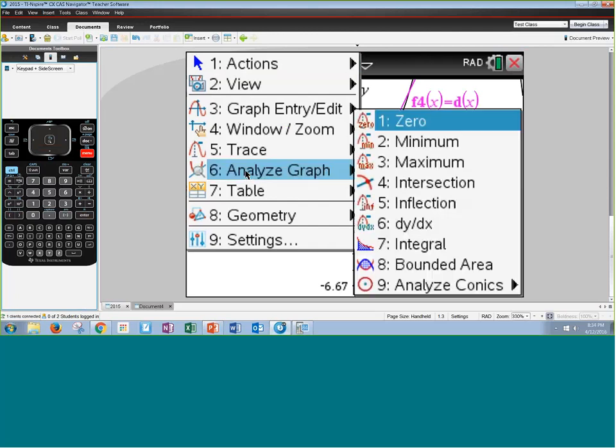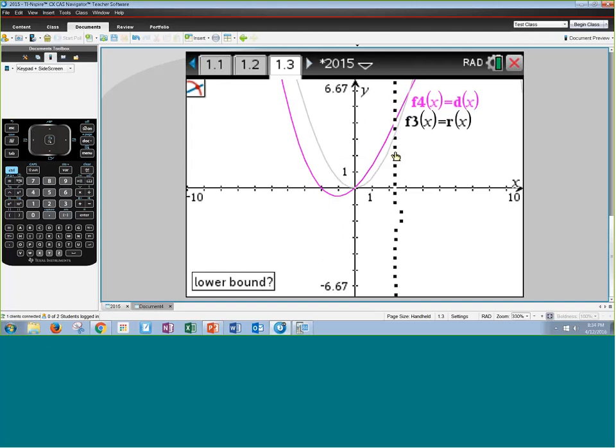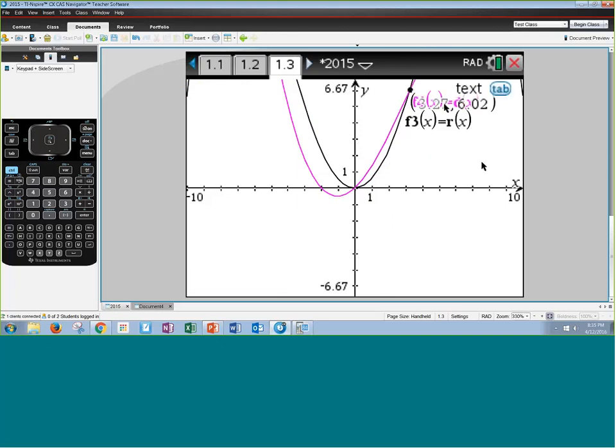analyze graphs and intersection, and it asks for a lower bound, so I won't, and of course I know that that one's 0, 0, so we're going to look for this other one, so we could do a lower bound. That means we need to be to the left of the intersection point, and then an upper bound we need to be to the right of the intersection point.